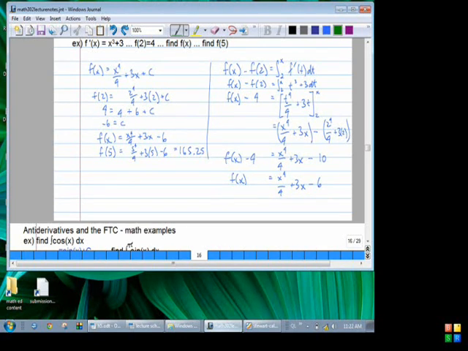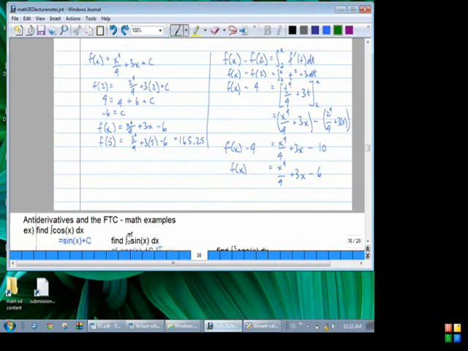So what's the answer to this question? Sine x plus c. So these are two different ways of asking the same thing. You dig?